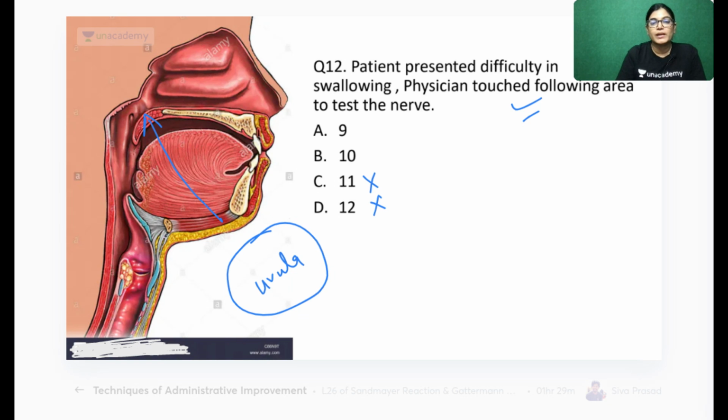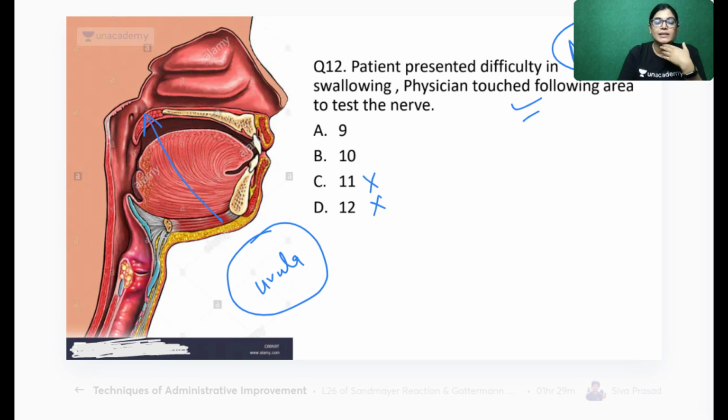Actually, the 11th and 12th nerves are not the answer here. The patient presented with difficulty in swallowing, and motor innervation will be affected, not the sensory part. The spinal accessory nerve is involved in motor innervation to trapezius and sternocleidomastoid. So this would not be the right answer. Hypoglossal, no doubt not, because it is not supplying the tongue muscle.